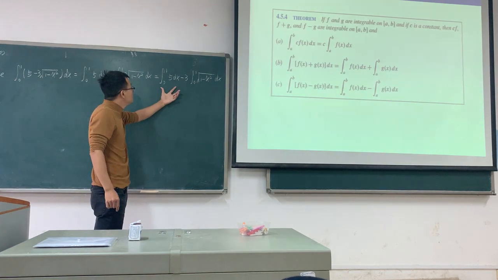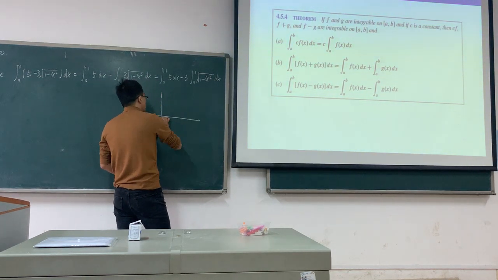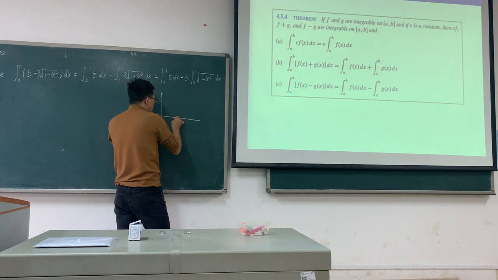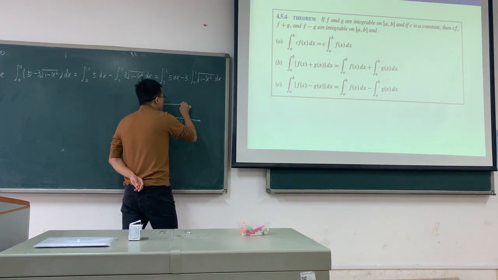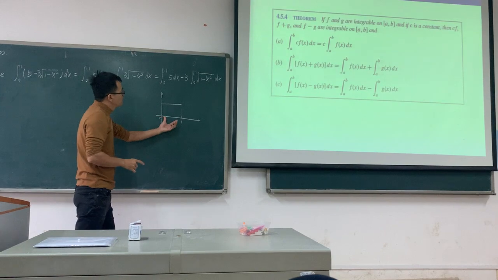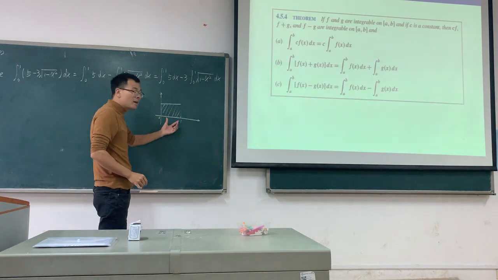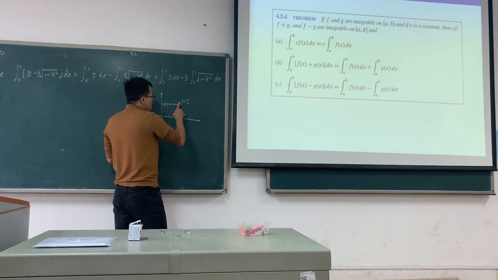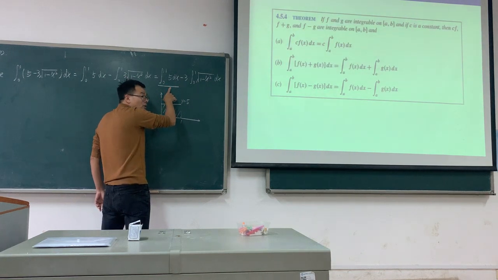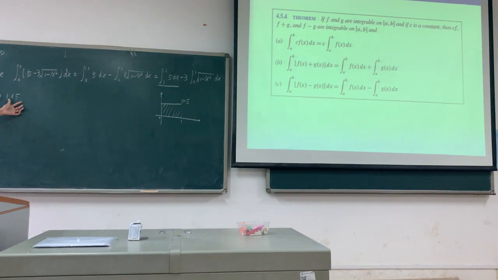For the first integral, we plot the graph from 0 to 1. Here y equals 5. This is the left side area, a rectangle. The base is 1 and the height is 5. So this definite integral equals the area, which is 1 times 5.